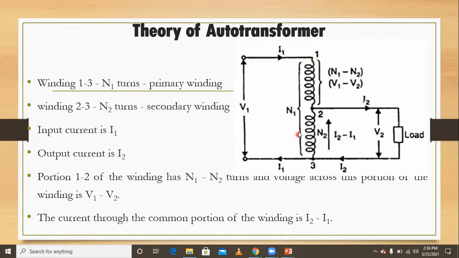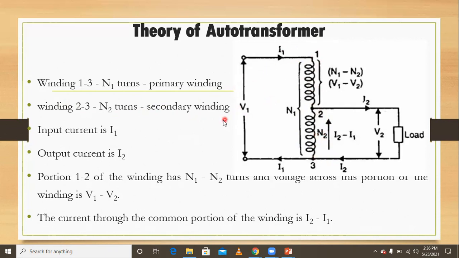the primary winding, has N1 number of turns. Similarly, the winding between 2 and 3, which is the common portion, has N2 turns. This is called the secondary winding. The total between 1 and 3 is called the primary winding, and between 2 and 3 is called the secondary winding.